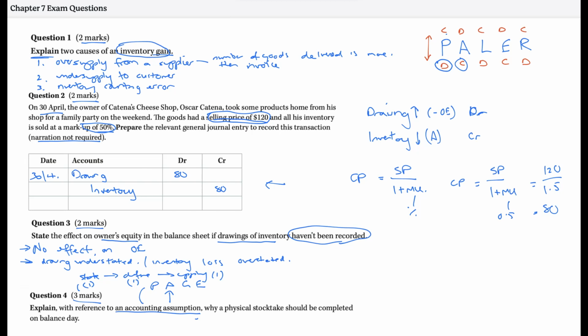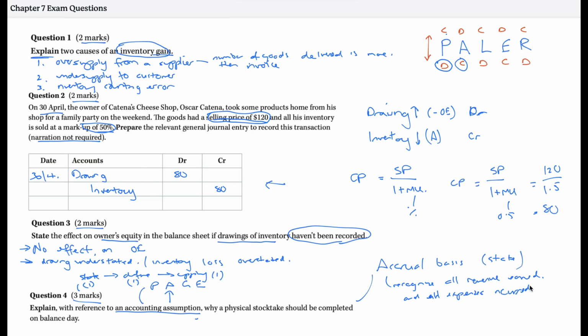So we would then be saying, in our response, and I'll read the model response, that it is the accrual basis assumption. We need to define it, so we would state it. We would define it, which says that we must recognize all revenue correctly earned in the period and all expenses incurred in the period. And then we need to apply it to this stock take.